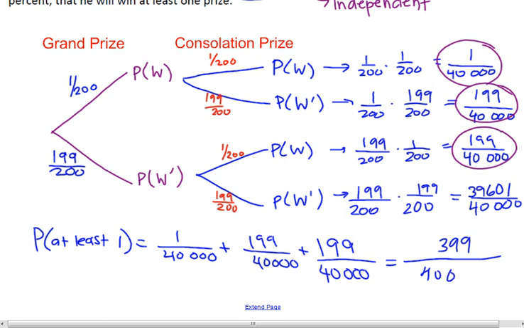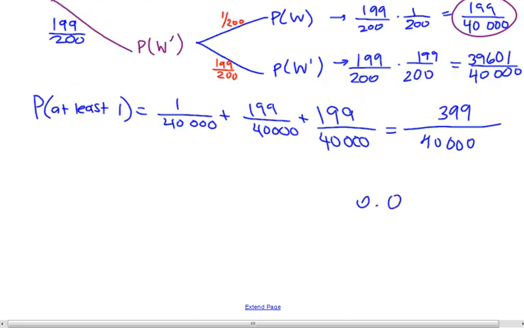What is that as a decimal? Okay, 0.009. So as a percent, not even a 1% chance. And that's with 5 tickets out of 1,000.